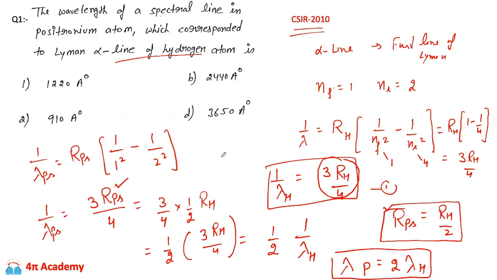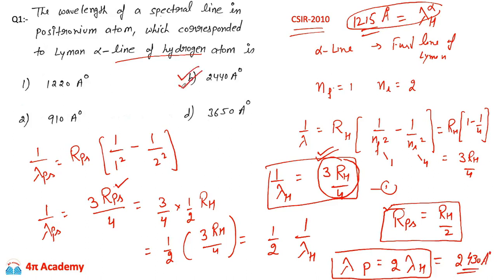Now the wavelength for the alpha line, we have derived in our previous results, is of the order of 1215 angstrom, or you can also calculate it from equation number 1 by putting in the values. It comes out to be 1215 angstrom for the hydrogen atom alpha line. Therefore for positronium it is 2 times the wavelength of the hydrogen atom, and it comes out to be 2430 angstrom, and this is close to the value of option B. So the correct option is option B.